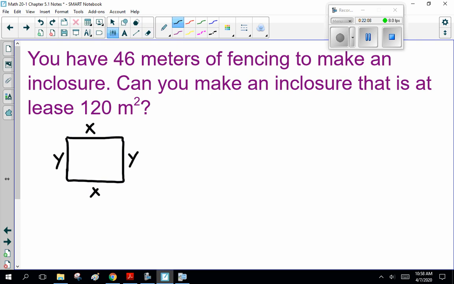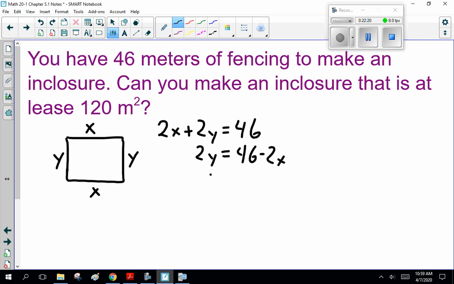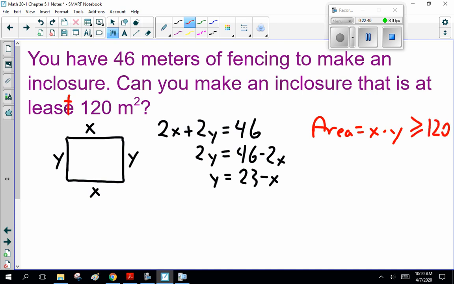Now, I admit this question's evil, but 2x plus 2y equals 46. 2y equals 46 minus 2x, or y equals 23 minus x. Why are we doing that? Because I'm evil, and because area equals x times y, and that is at least 120, so x times 23 minus x is greater than or equal to 120.